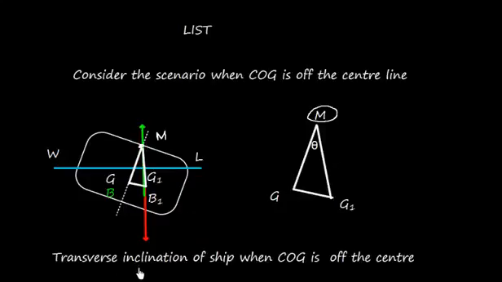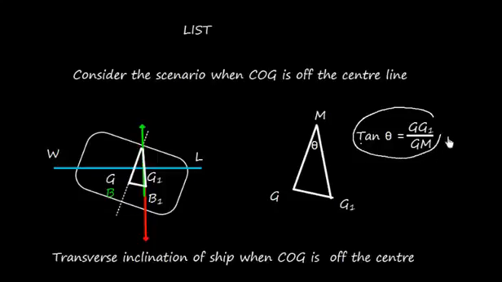So we can say that the transverse inclination of the ship when the COG is off the center line is called list. It can be given by this formula: tan theta is equal to GG1 by GM. It's the transverse inclination of the ship when the COG is off the center line, and this is because of an internal cause, and these causes could be loading, discharging, or transverse shifting, as I had discussed earlier.